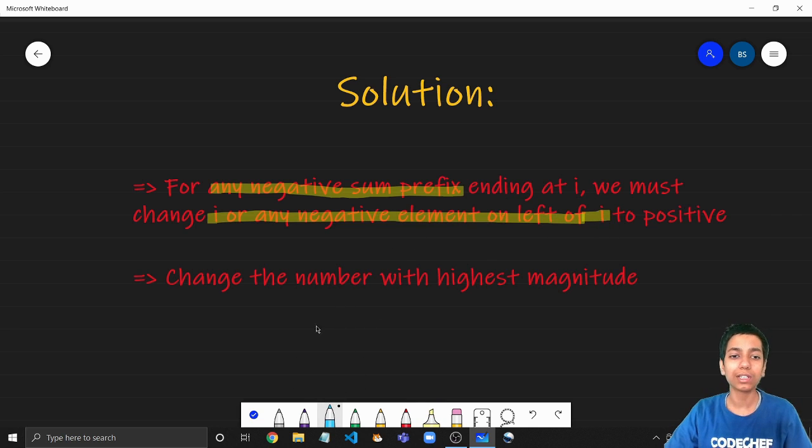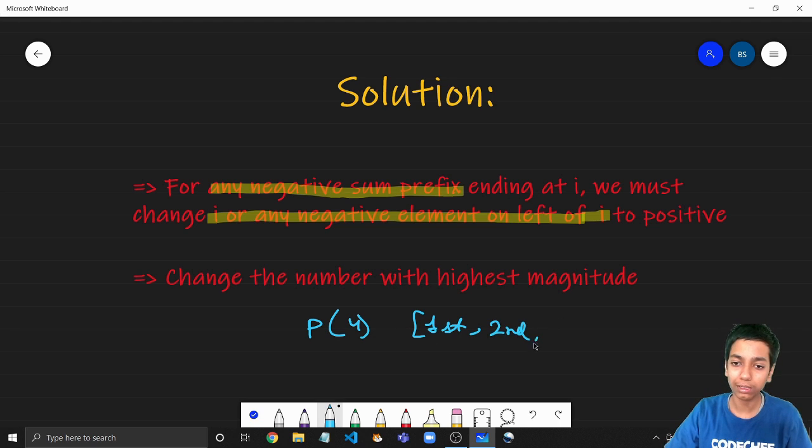Now this is because, let's say I take the prefix ending at 4. Fine. So the sum till the prefix ending at 4 is only dependent on the first element, the second element, the third element, and the fourth element, right? It is not dependent on the sixth element or the seventh element that is on the right of 4. Fine. So if the prefix until 4 is negative, then to make it positive, I should either change the first element to positive or the second element to positive, considering that they are negative, or the third or the fourth. Fine.